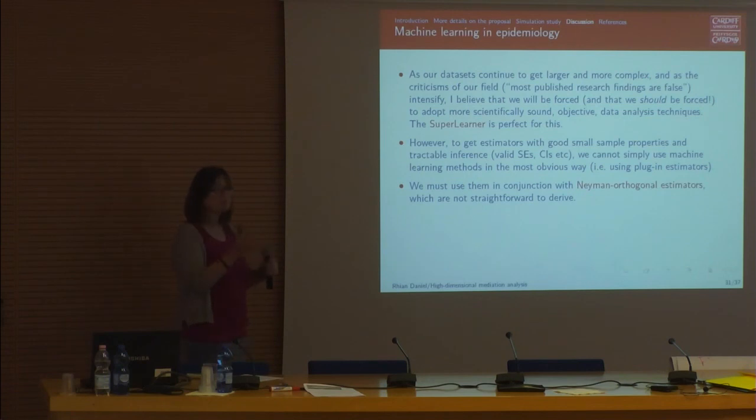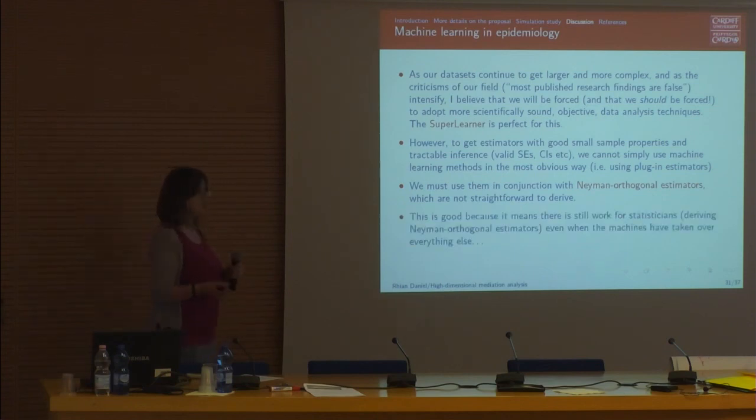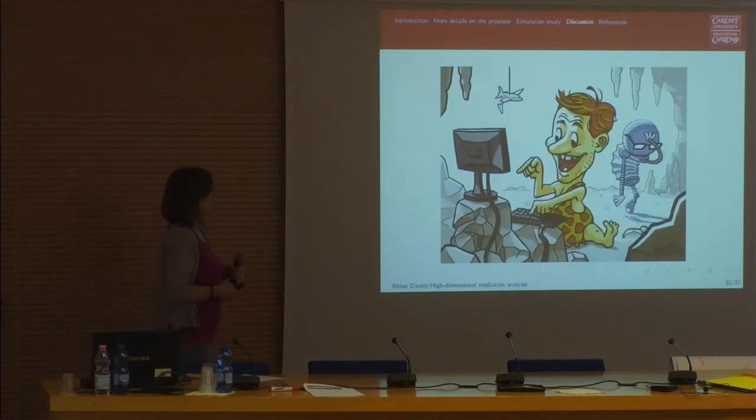And this is not just for the high-dimensional mediation setting. This is for any setting. In order to get valid inferences following machine learning nuisance model fits, we need to use them in conjunction with these Neyman orthogonal estimators, which are not ever straightforward to derive, I think. So this is good news for statisticians because it means there's still work for us to do in deriving the Neyman orthogonal estimators, even when the machines have taken over everything else.